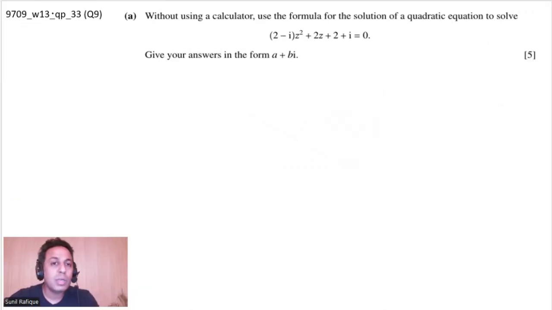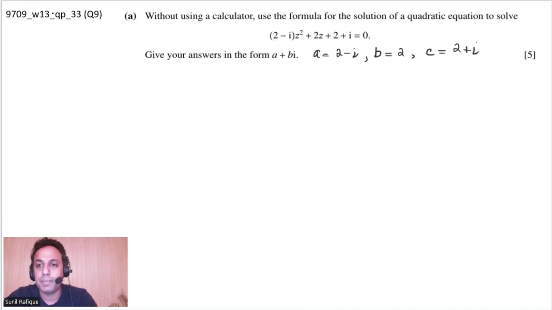So here's another one from Winter 13, question paper 3, question 9. Without using a calculator, use the formula for the solution of a quadratic equation to solve this equation, giving your answer in the form a plus ib. So we can see it's a quadratic equation. a is 2 minus iota, b is a positive 2, and c is just 2 plus i.